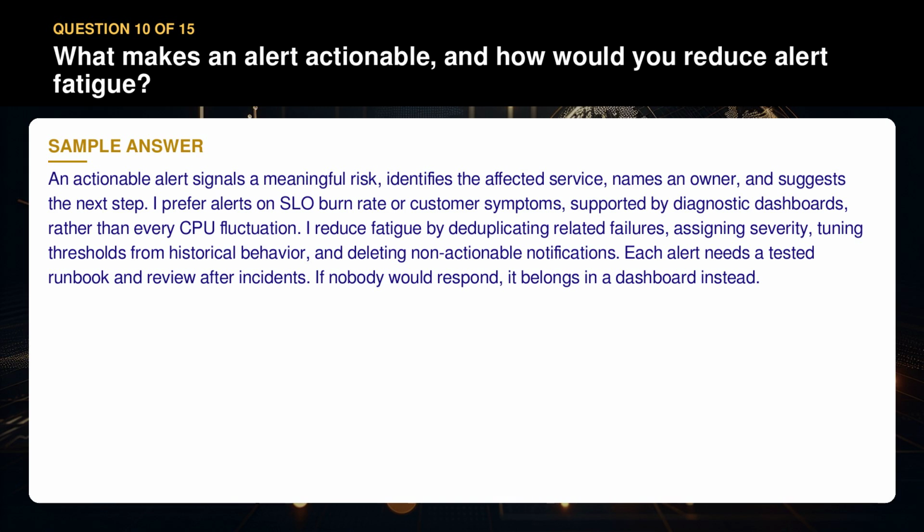Question 10. What makes an alert actionable, and how would you reduce alert fatigue? An actionable alert signals a meaningful risk, identifies the affected service, names an owner, and suggests the next step. I prefer alerts on slow burn rate or customer symptoms, supported by diagnostic dashboards, rather than every CPU fluctuation. I reduce fatigue by deduplicating related failures, assigning severity, tuning thresholds from historical behavior, and deleting non-actionable notifications. Each alert needs a tested runbook and review after incidents. If nobody would respond, it belongs in a dashboard instead.